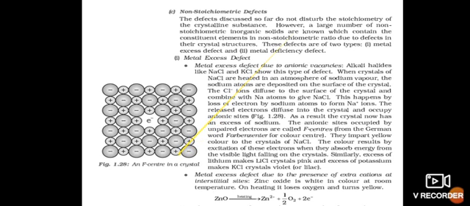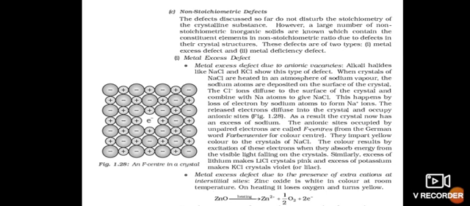In the case of stoichiometric defects, the defects discussed so far do not disturb the stoichiometry of the crystalline substance. That means the stoichiometric formula is not disturbed by these defects. But there are a large number of non-stoichiometric defects, which contain the constituent elements in a non-stoichiometric ratio due to defects in their crystal structure.